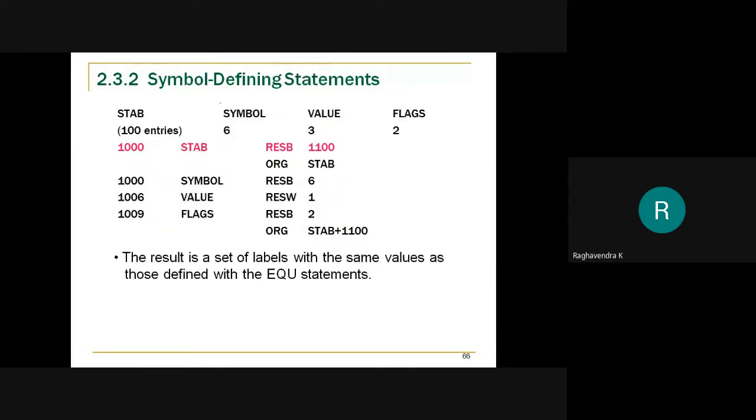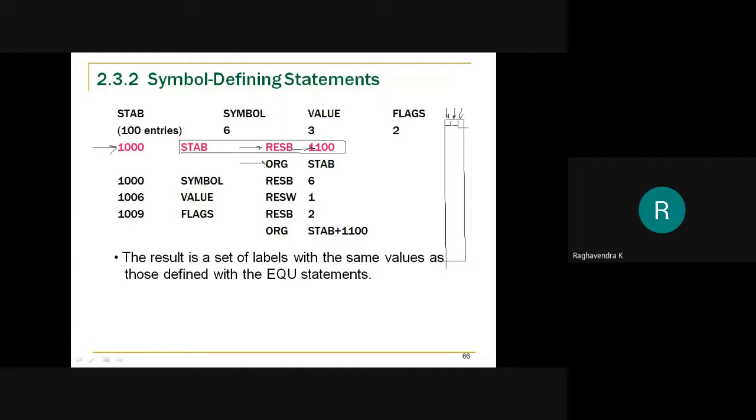Okay, so with org it would look something like this. Okay, so whatever we have done here, same thing we are doing here, but this time we are using org for that. Okay, so as you can observe here, at this address we have a statement called as stab reserve byte 1100. Okay, now we are redefining. See, 1000 bytes have been reserved. So now what we are supposed to do is we are supposed to break them down into 3 columns. Okay, so we need to assign that this is symbol, this is value, and this is flag. So how are we going to do that?